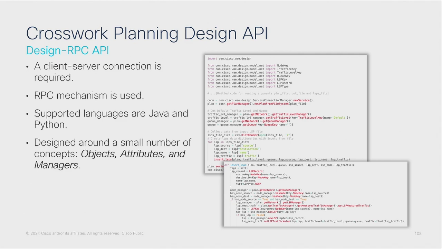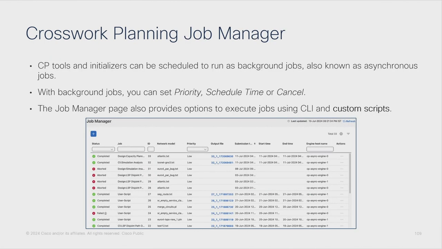So then we have the Crosswork Planning Job Manager. The Job Manager is a page in the Crosswork Planning UI that will let us visualize the tools and initializers that were scheduled to run as background jobs. In these background jobs, we can set priority, schedule time, or we can cancel them before they enter into the running state.